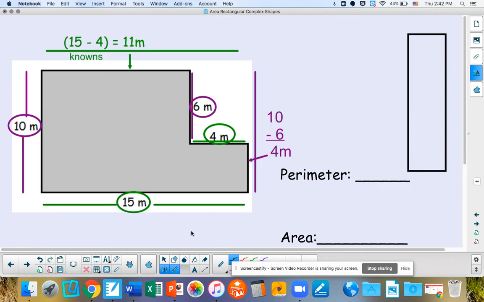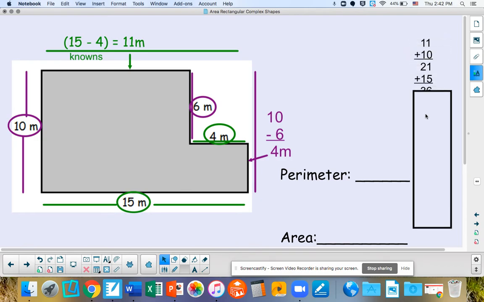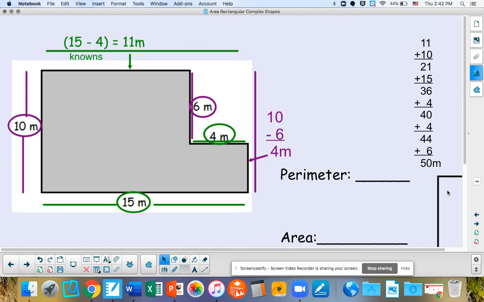Okay, again, pause the video if you would like to give the area and perimeter a try on your own, and then resume it to see if your answers are correct. After you found all your missing sides, the first thing to do would be to add all of your sides together. Once you add all of your sides together, you would get that the perimeter is 50 meters long.